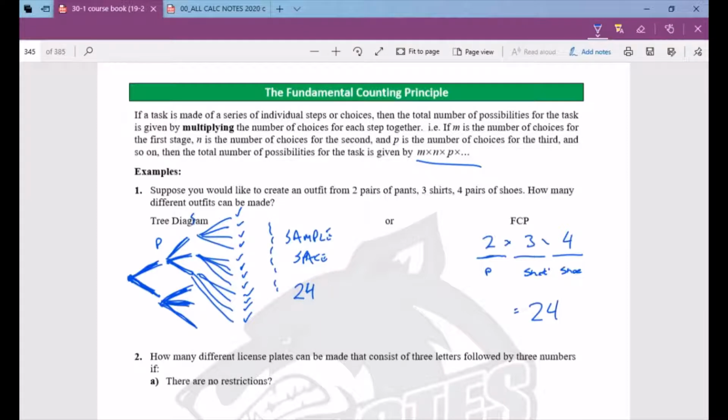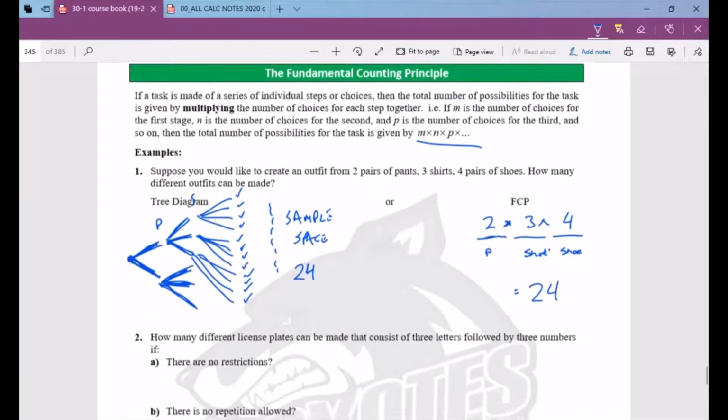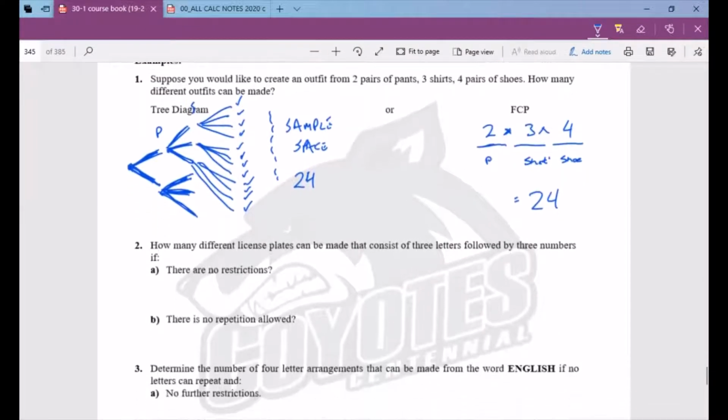So really that's the bigger idea of what's going on here: accounting for all of your choices and then just multiplying them together. That is what the fundamental counting principle says.